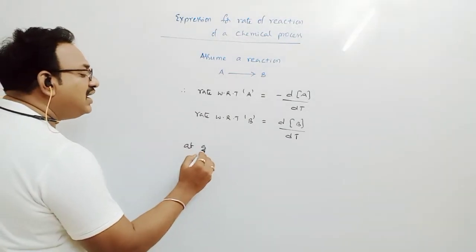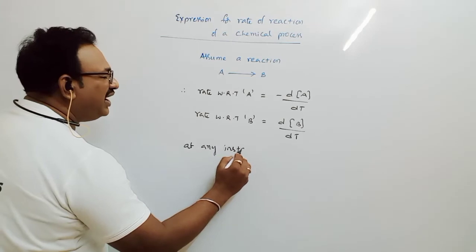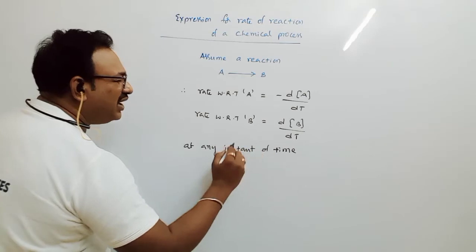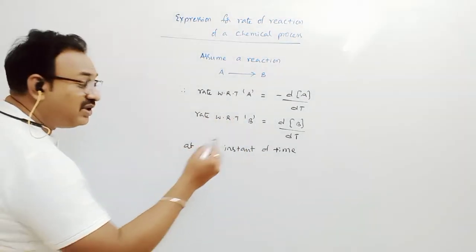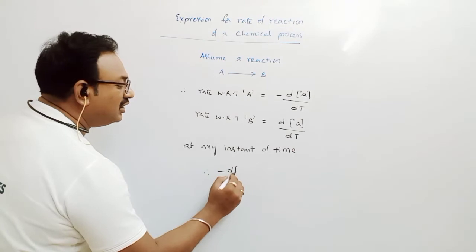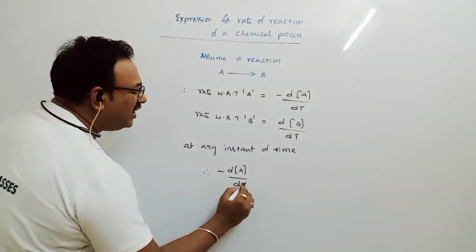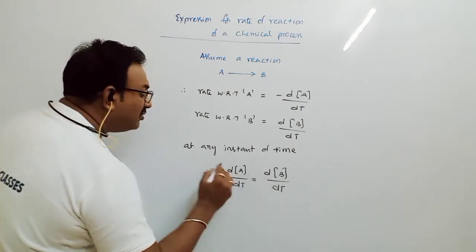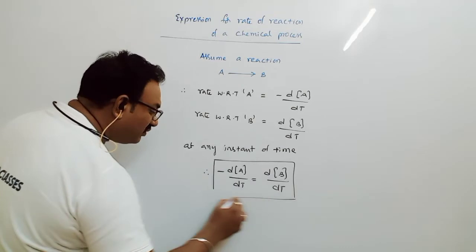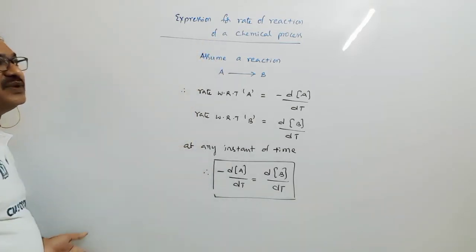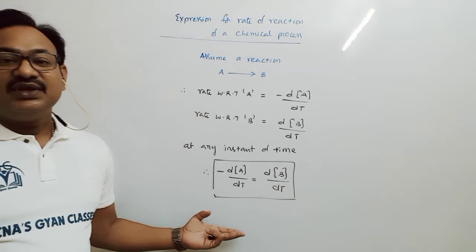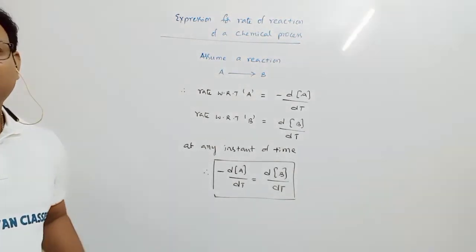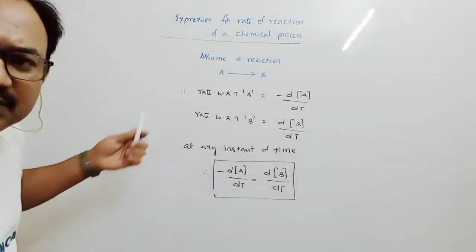Next, at any instant of time, rate with respect to A must be equal to rate with respect to B. Therefore, what do we write? Minus d concentration of A by dt is equal to d concentration of B by dt. This is what we call the rate expression, the expression for rate of reaction. Now, let me go through some other examples also.